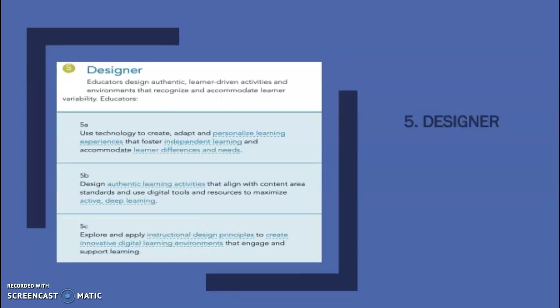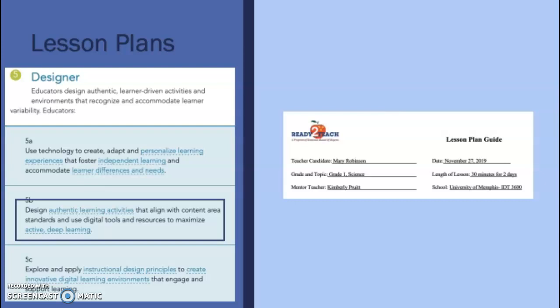Number 5 is designer. Educators design authentic, learner-driven activities and environments that recognize and accommodate learner variability. And the substandards are listed below. Lesson plans fall under substandard B. Design authentic learning activities that align with content area standards and use digital tools and resources to maximize active and deep thinking. So lesson plans do just that.